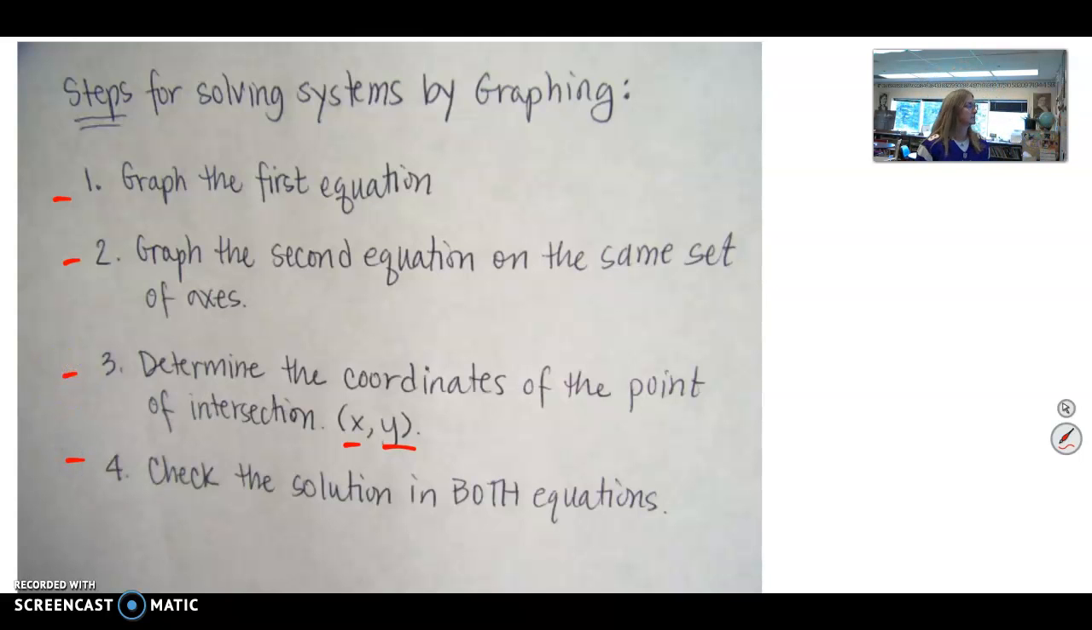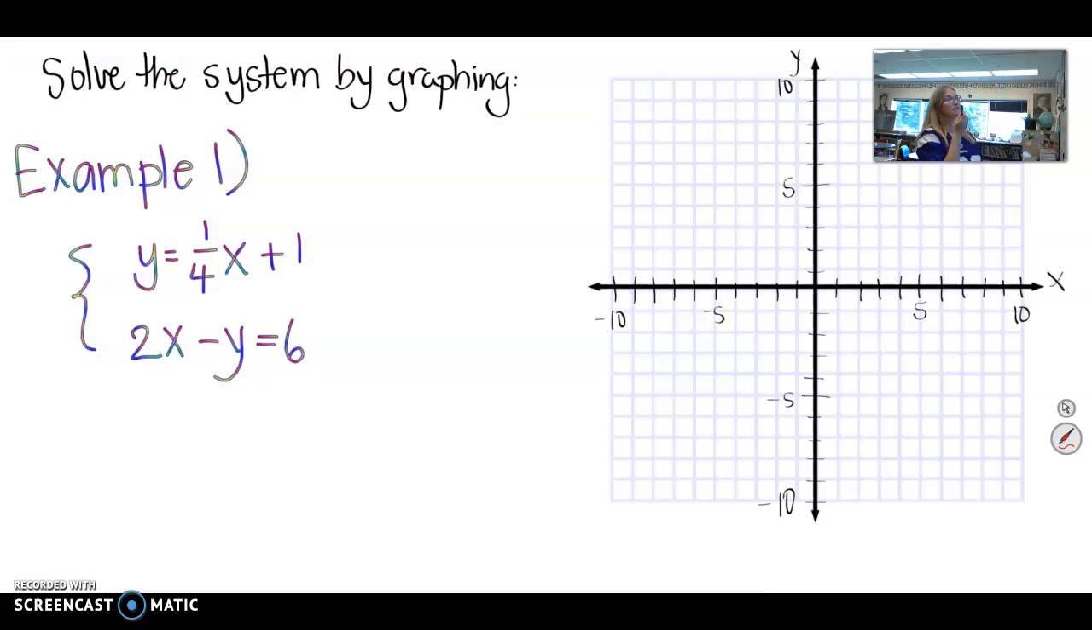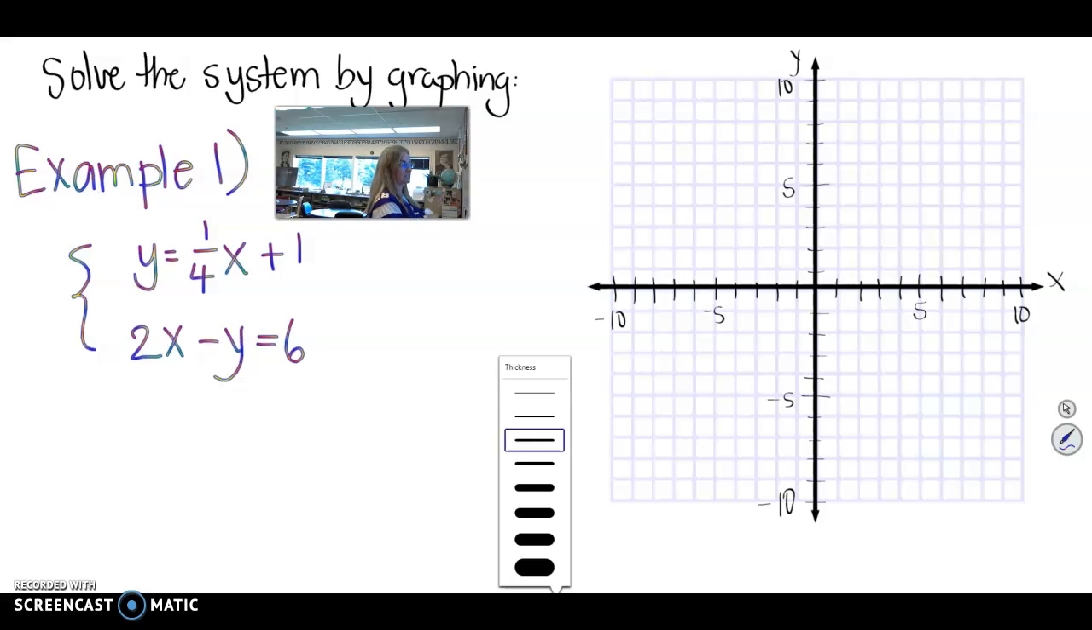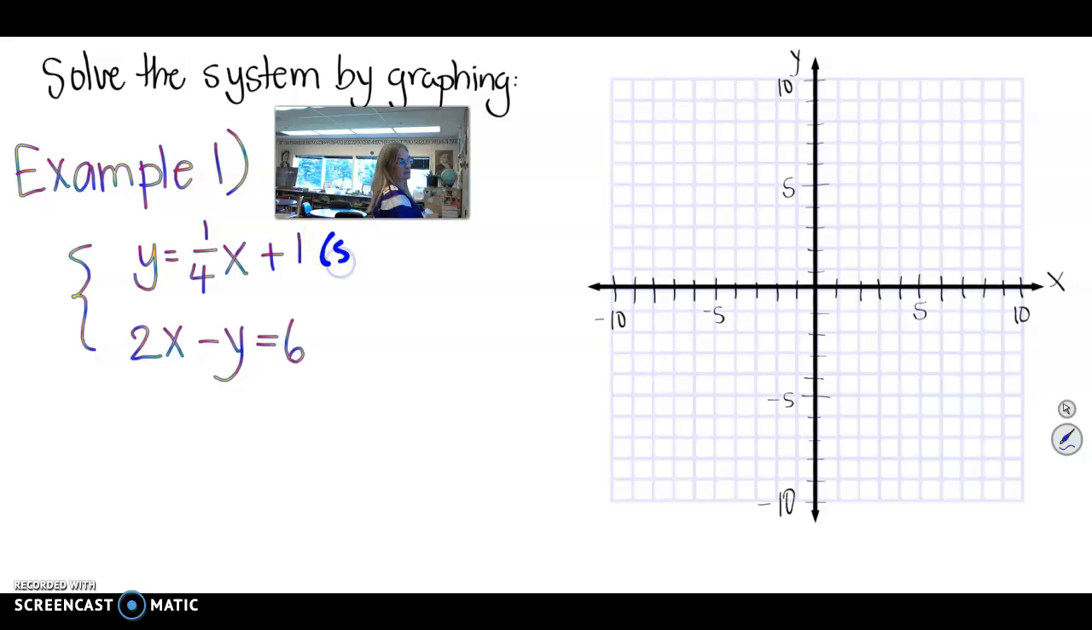And then let's look at putting it into action here. All right, so we're going to solve this system by graphing. So example 1, you have y equals 1/4 x plus 1. And the second equation here is 2x minus y equals 6. So notice the top equation is in slope-intercept form, so we can directly graph that using the slope and y-intercept.